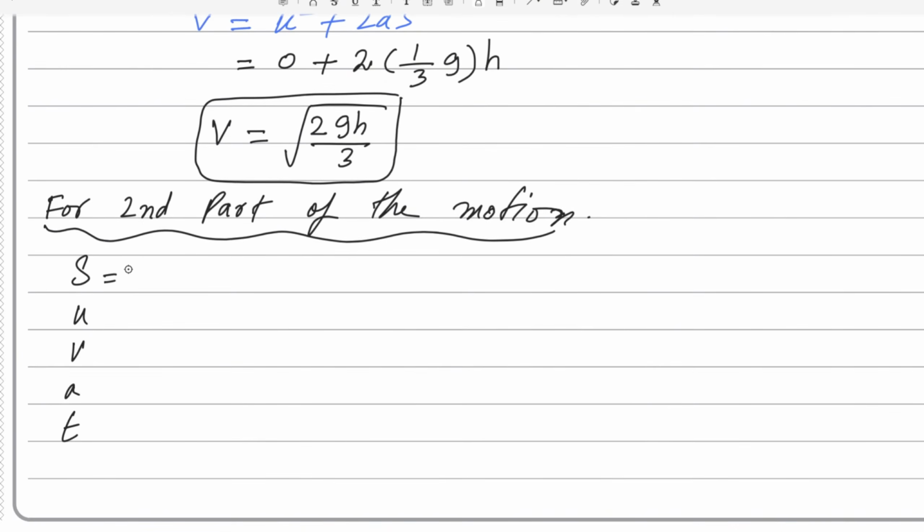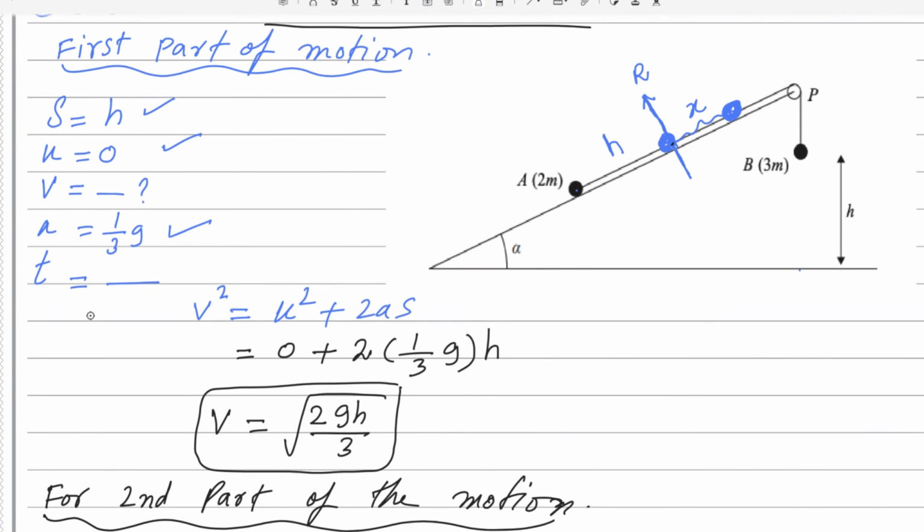Now here we have S, which we don't know, so let's say that is x. We need to find this x as well. We know the initial speed when it reaches this position: the speed was the square root of 2gh over 3.